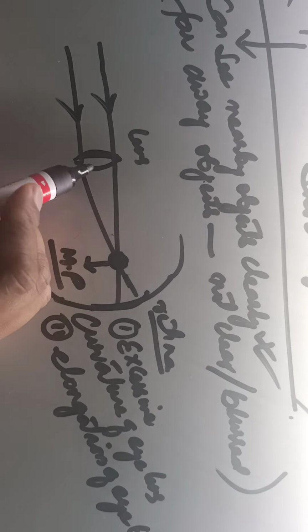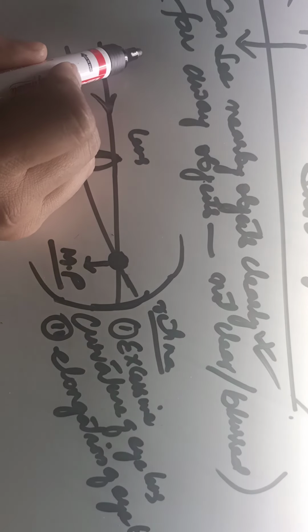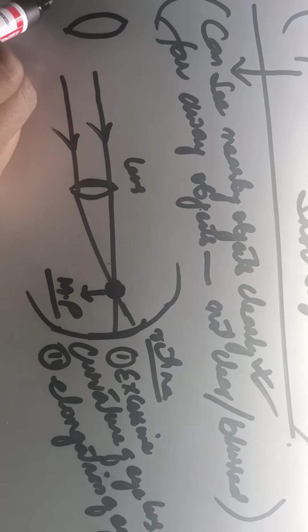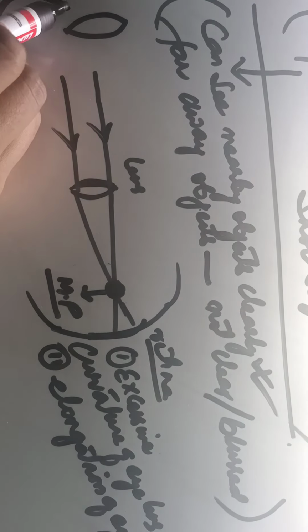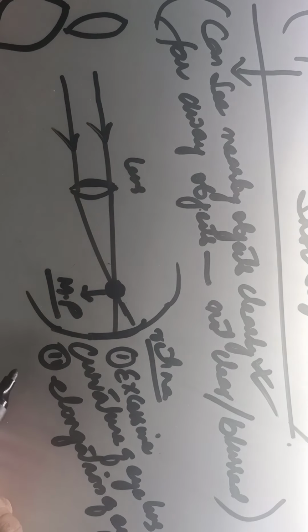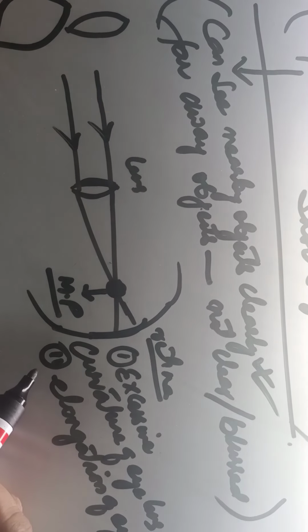Excessive curvature of the eye lens means the eye lens is bent more than normal. Just to make it clear to you here, if this is the normal eye lens, now there is excessive bending. The eye lens is curved too much: excessive curvature of the eye lens, or elongation of the eyeball.